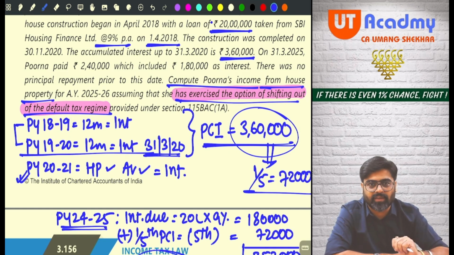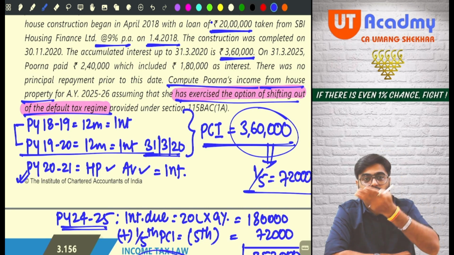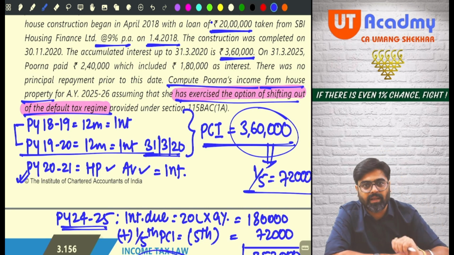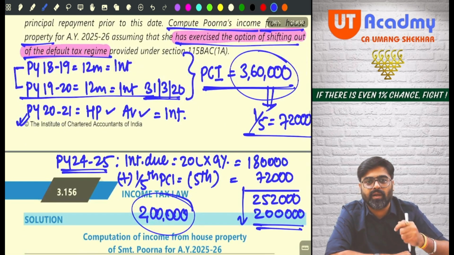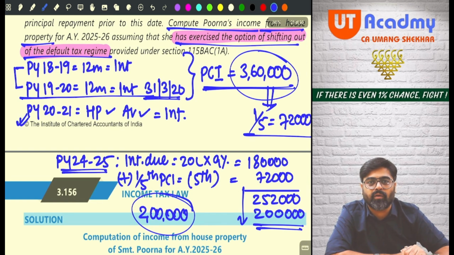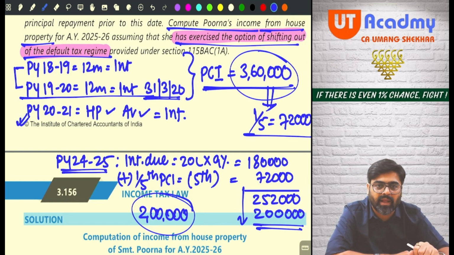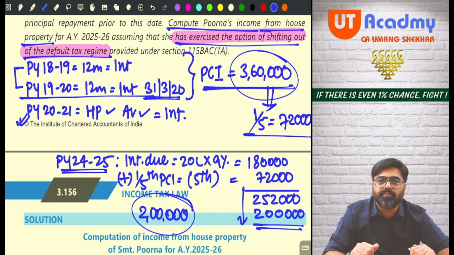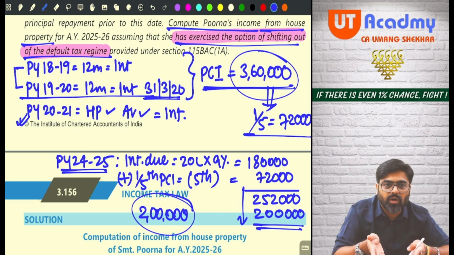Municipal tax is not allowed as a deduction because for SOP, municipal tax deduction is not available. So NAV will become nil. 24A, nil. Interest on housing loan deduction, we have calculated. Write down this 2 lakh rupees negative. What final amount will you get? Negative 2 lakh. Is it a taxable income or a loss from house property? Loss from house property. So this is the loss of the house property.